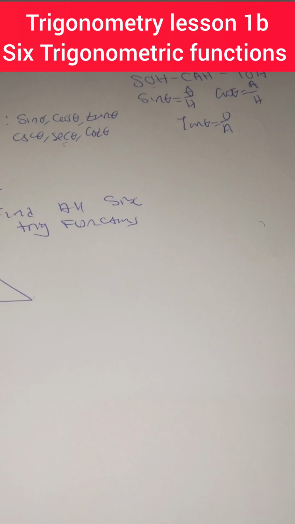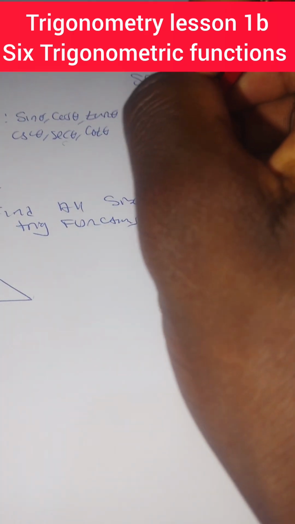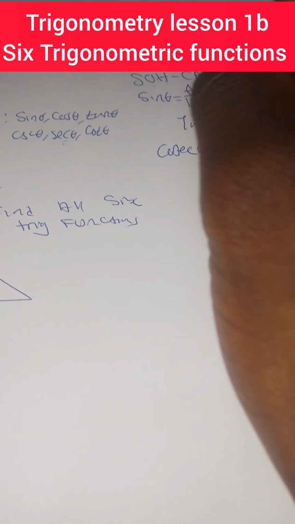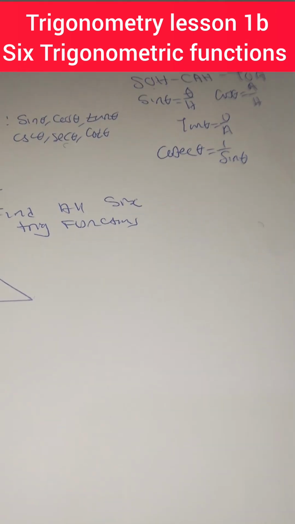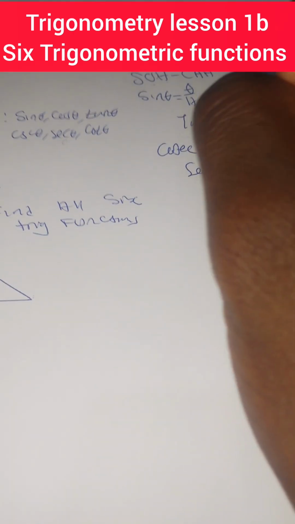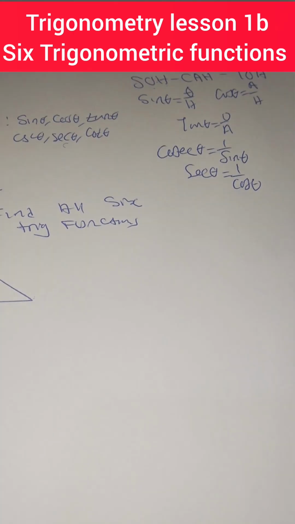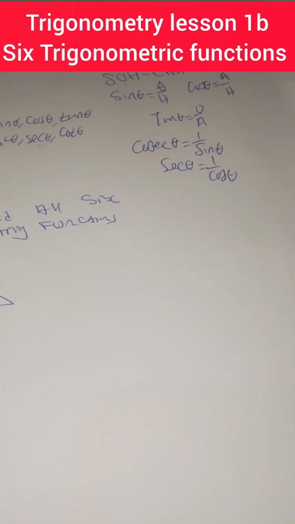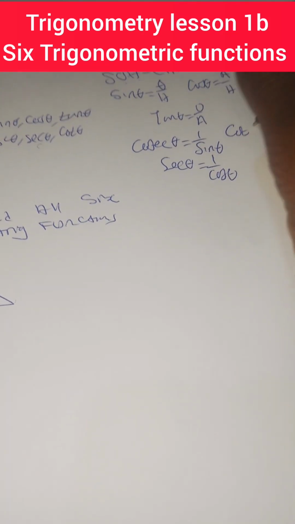Now what about the others? Cosec theta, sec theta, cot theta. These others are just the reciprocals of the first trig ratios. For example, the reciprocal of sin theta is cosec theta. So cosec theta is equal to 1 over sin theta. You're getting the point? What about sec theta? Sec theta is equal to 1 over cos theta. Then also cot theta is equal to what?